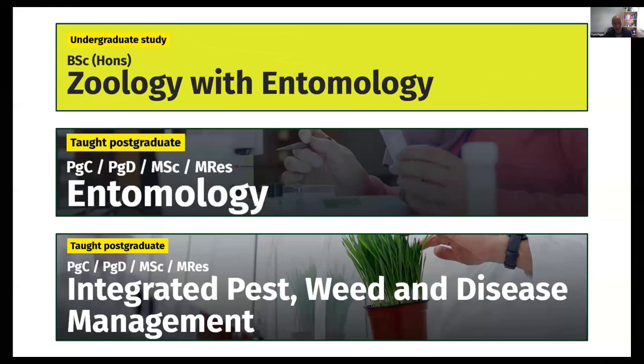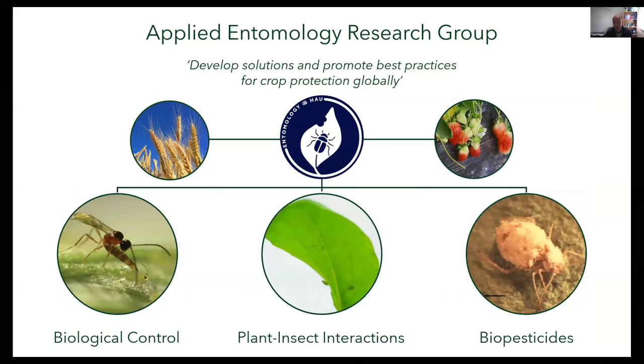At the university, we offer a range of courses, both for undergraduate and postgraduate. At undergraduate, we offer an undergraduate degree in zoology with entomology, and then postgraduate courses in entomology and integrated pest, weed and disease management, amongst other options. The entomology group is broadly split into two, both focusing on ecological as well as applied entomological research with very much a crops focus. And the applied entomology research really seeks to develop solutions to promote best practices for crop protection globally. So that's very nice to say, but what does that mean?